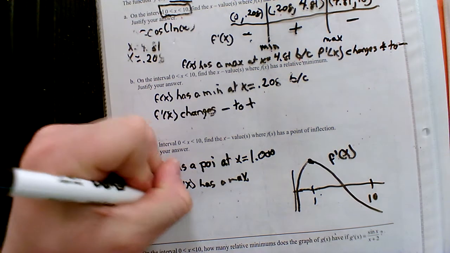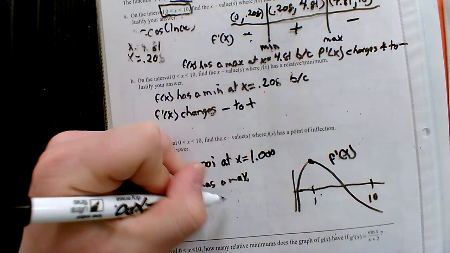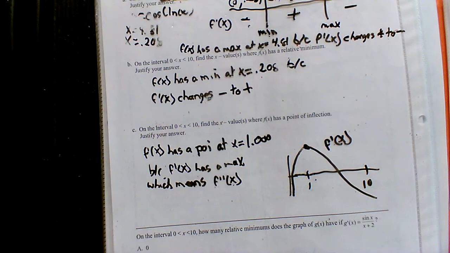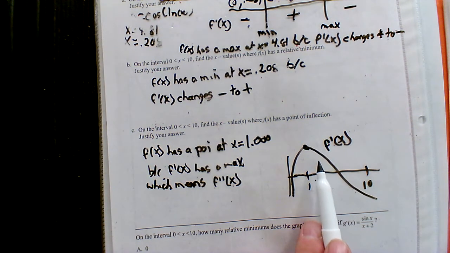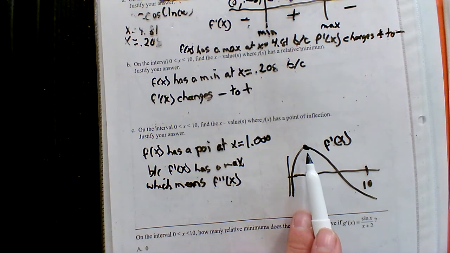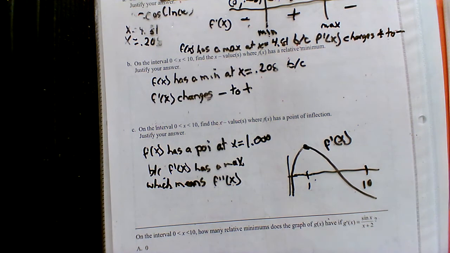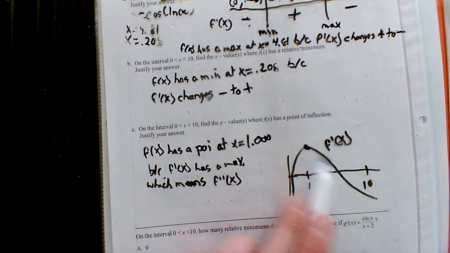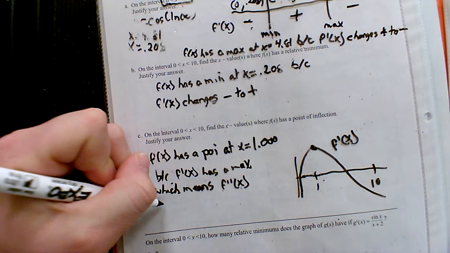Which means f double prime of x does what? So we know the original had a point of inflection at 1. We see the derivative graph right here. We know it has a max. So what's happening if we have the second derivative? So we take the derivative of this derivative. Daniel? F prime of x will be changing from a positive to a negative. Correct. The second derivative is, so if you take the derivative of this, we're going from a positive to a negative. So f double prime of x changes sign.